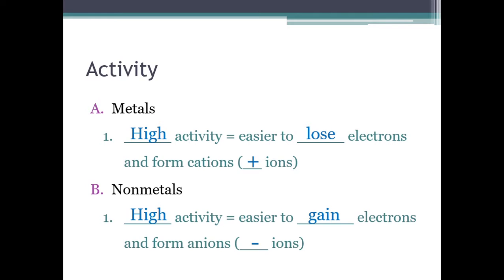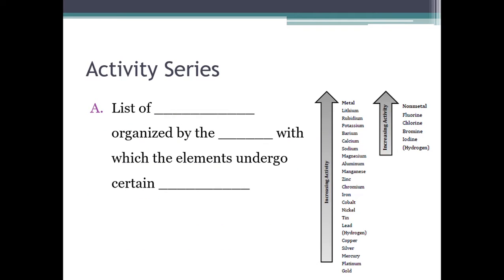For metals, that means losing. For nonmetals, that means gaining. But for any, just how easy is it to undergo a reaction. So we have something called an activity series, which is a list of elements organized by the ease with which the elements undergo certain reactions.